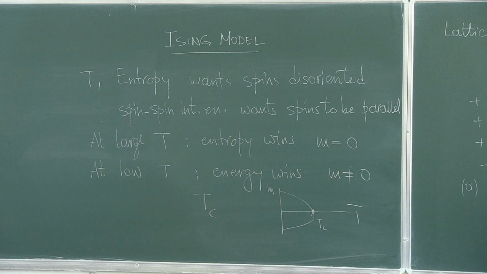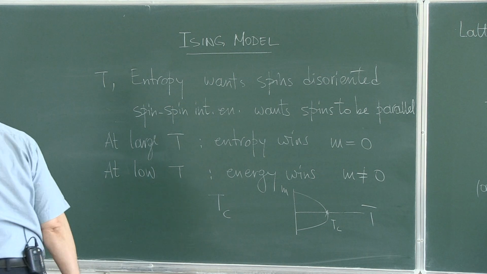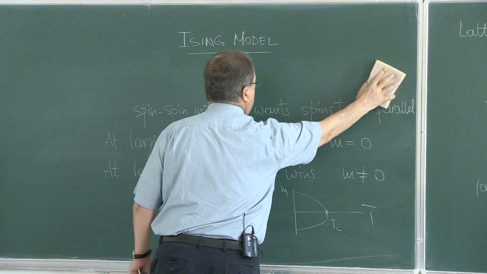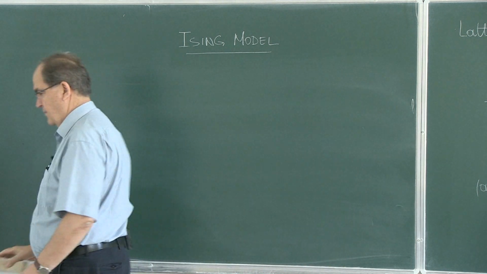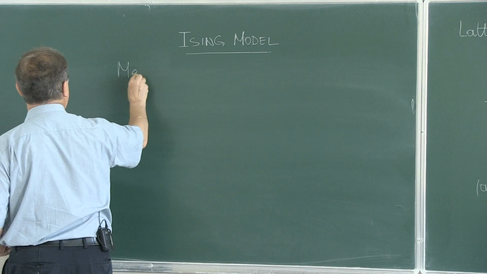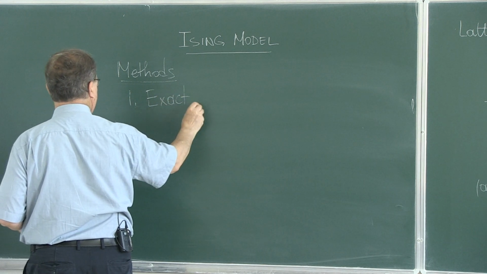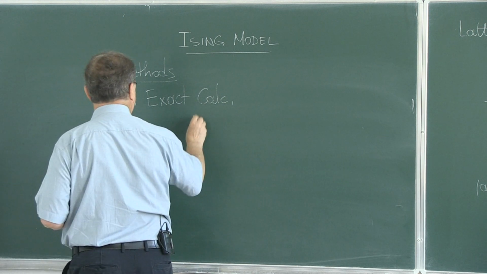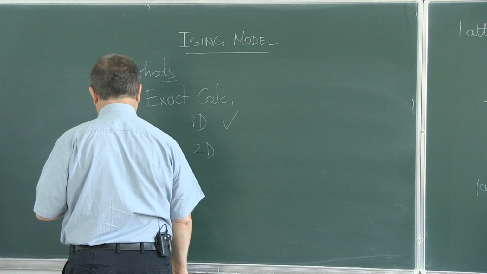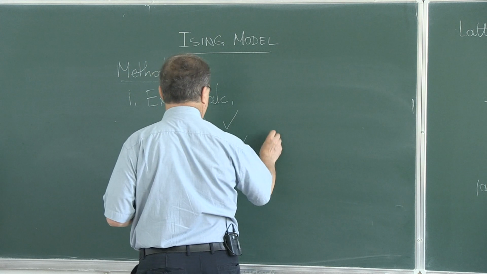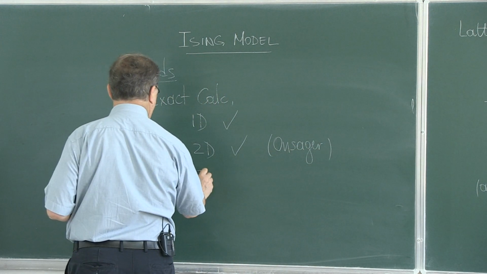Now we have several methods of calculation of this model. The one-dimensional model can be solved exactly. So let's see that. Methods of calculation. Exact calculations. One dimension is quite easy. This was done by Ising. The two-dimensional case is done in zero field by Onsager, as I already told you. 3D is not available yet.